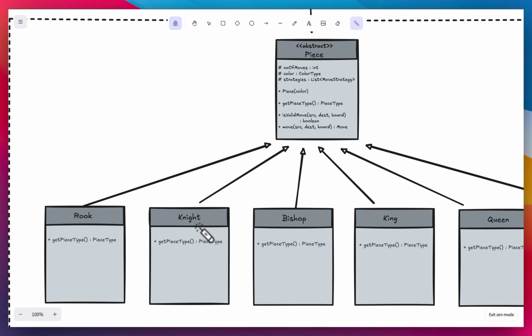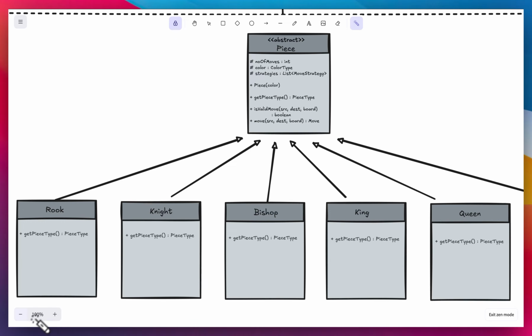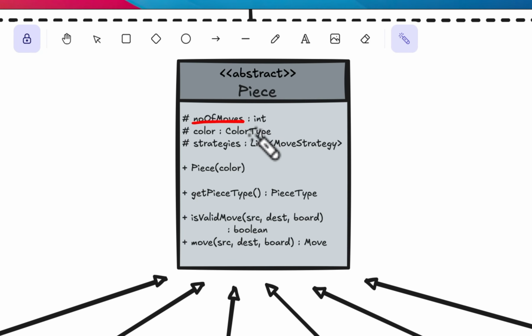And now coming to the abstract piece class. Each and every piece would have the number of moves that piece has done till now. Let's say I move the king 5 times, then the number of moves for that king would be 5. Then we have the color as well. One of the colors would be white, the other would be black. And each and every piece would have the list of move strategy.